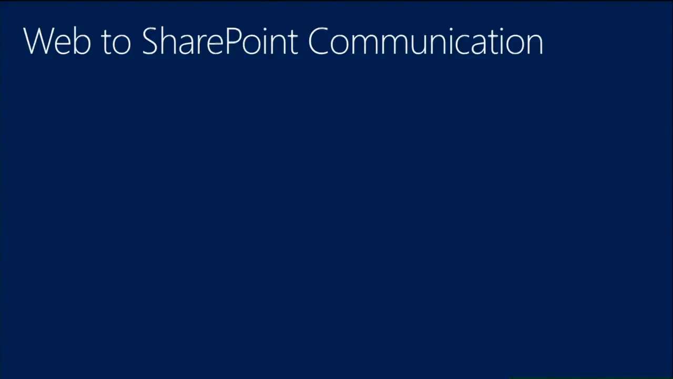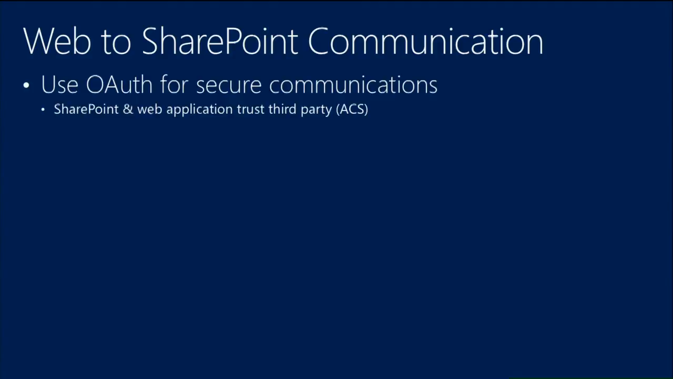One of the key considerations about these cloud apps is the communication between the web project and SharePoint. Now that they're no longer hosted on the same box, establishing trust is actually a more difficult consideration. And so the first thing you need to know is that we use OAuth as the mechanism of securing those communications. So both the web project and SharePoint trust a third provider, which is Windows Azure Access Control Services. It's actually a Microsoft service. It's not third-party, but it is a third party to the web project and SharePoint.